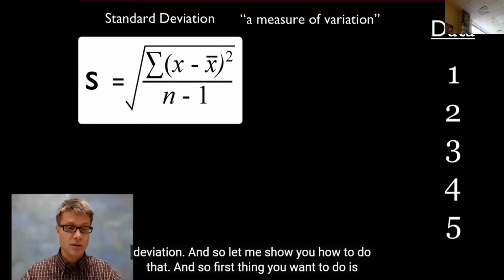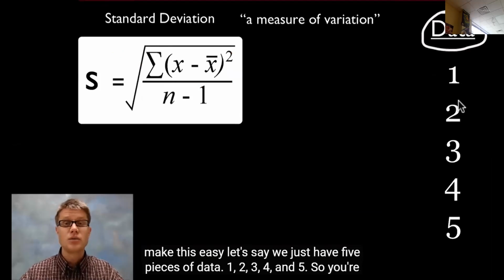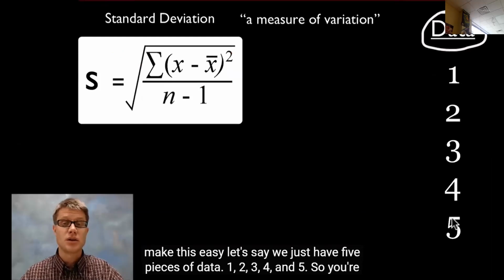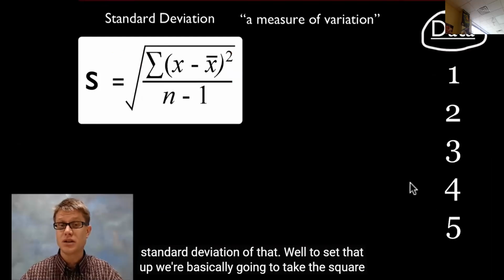And so let me show you how to do that. First thing you want to do is have a data set. So here's going to be our data set right here. To make this easy, let's say we just have five pieces of data: 1, 2, 3, 4, and 5. So you're collecting data, and this is the data in your data table, and you want to figure out the standard deviation of that.